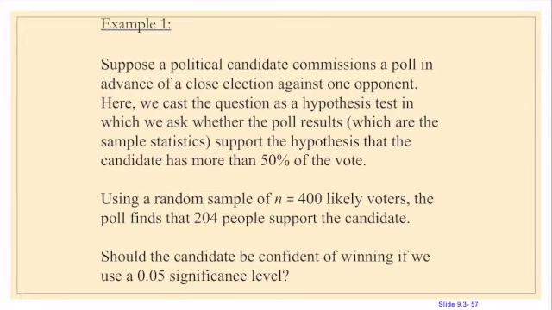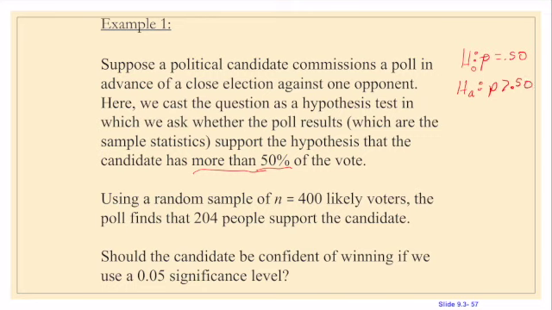So, suppose a political candidate commissions a poll in advance of a close election. And we hypothesize that our candidate has more than 50% of the vote. So our null hypothesis is always that there's no difference in the claim. So our null hypothesis is that the proportion equals 0.50. And our alternate hypothesis is that our candidate has more than 50%, so that our proportion is greater than 0.50.